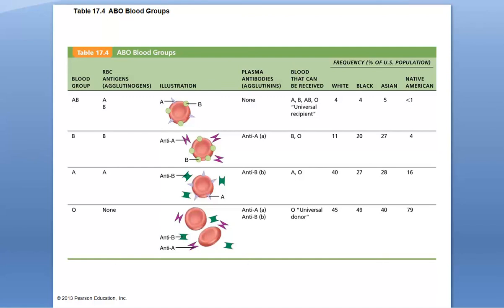Most people in America have type O blood, O positive being most common, and very few, the least number, have AB or AB negative.